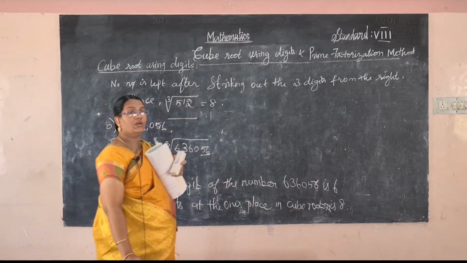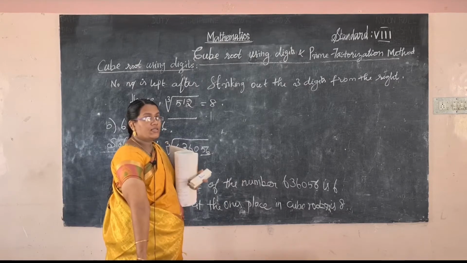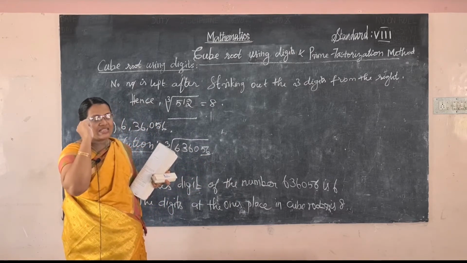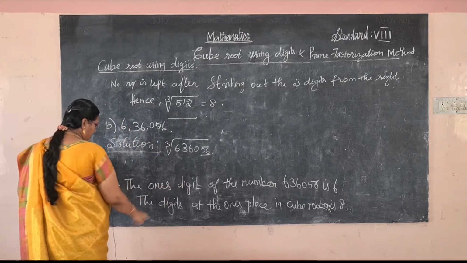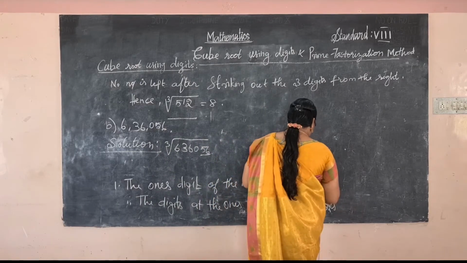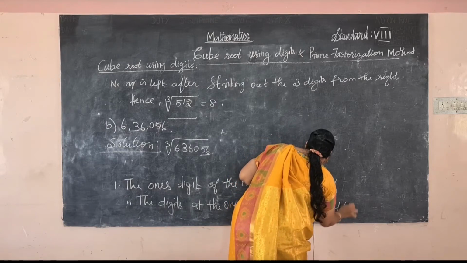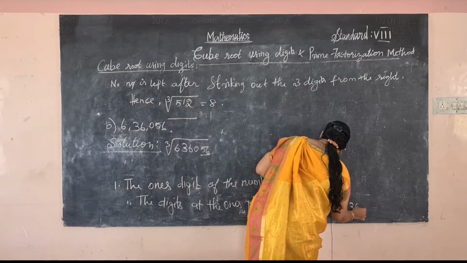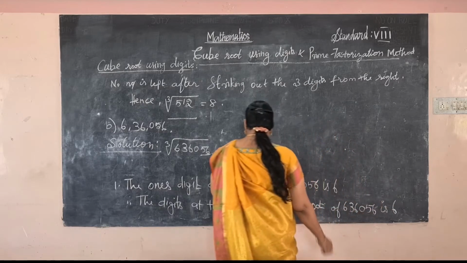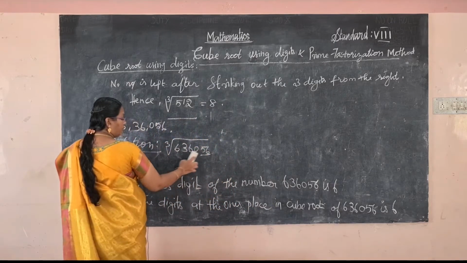So what is the cube value of 6? 216, because 6 6s are 36, 36 6s are 216. So the ones place is also a 6. The cube of 6 also ends in 6. Therefore, the digit at the ones place in the cube root of 6,36,056 is 6. Now strike out the 3 digits from the right side.